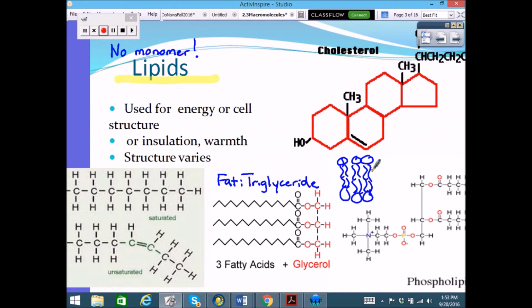Now, depending on the fatty acid chain tells you whether that fat is healthy or unhealthy for you. So there are 2 types of fatty acid chains. There are saturated fatty acid chains, and if you notice, it's all straight lines, single bond. Unsaturated have a double bond. There's two there. Makes it bend. Which one do you think is more healthy for you? Saturated or unsaturated?